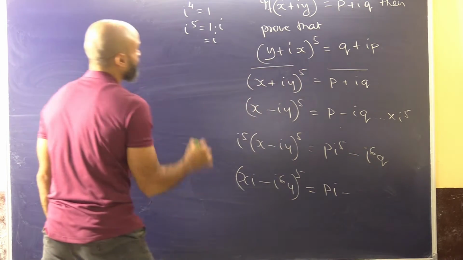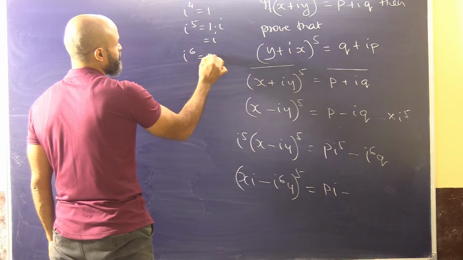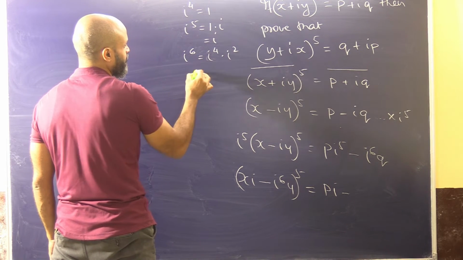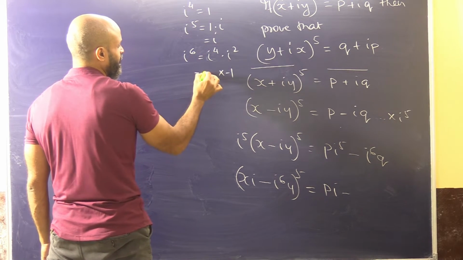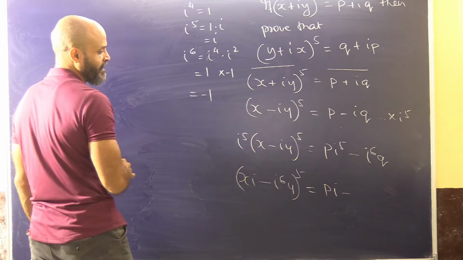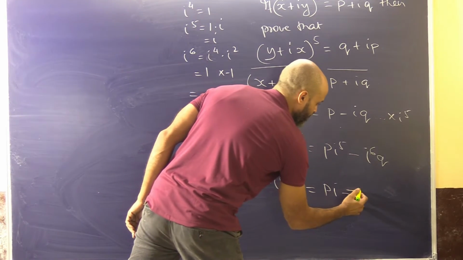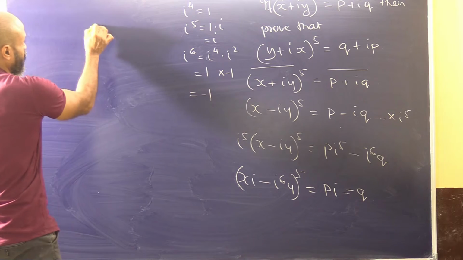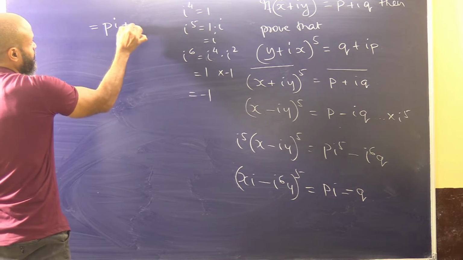Now what is i to the power of 6? i to the power of 6 means i to the power of 4 into i square. i square is minus 1. i to the power of 4 is 1. So this will be minus 1. So here we will have minus minus q. Minus q. Okay. So on the right hand side we will have pi plus q.